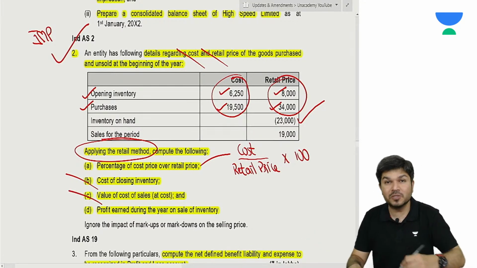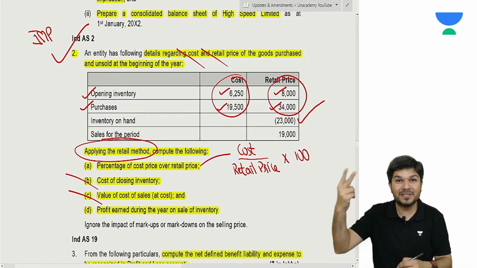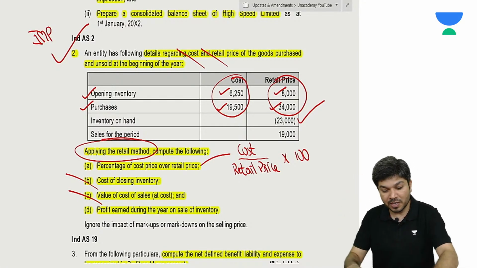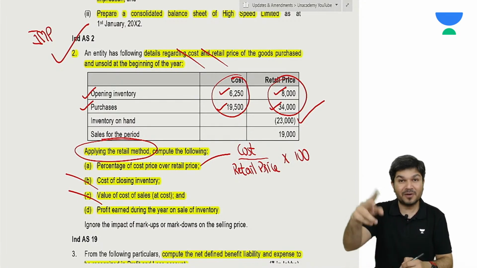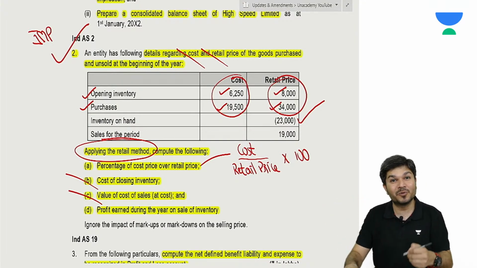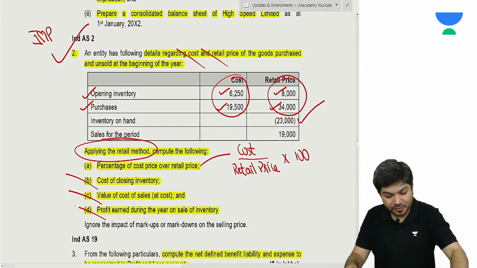Okay, then value of cost of sales. Cost of sales you need, it is opening stock plus purchase minus closing stock. You have the cost of everything. Opening stock cost is available, purchase cost is available, and in your step B, you found the cost of closing inventory also, the closing stock cost is available. You get COGS.